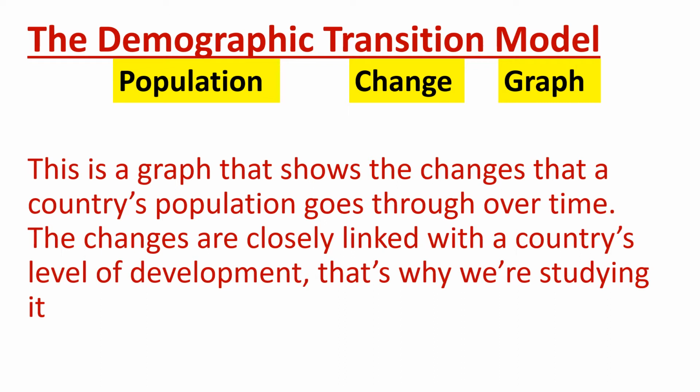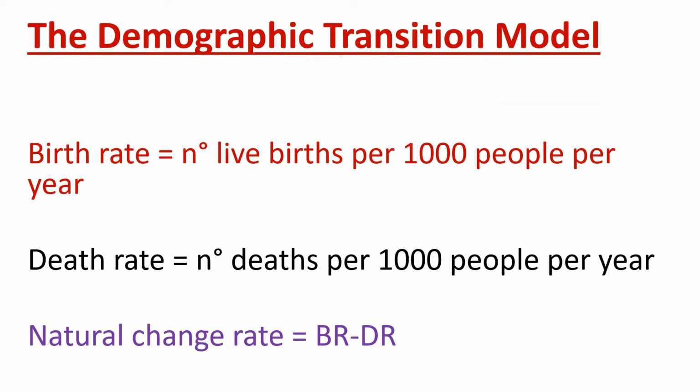So this is a graph that shows the changes that a country's population goes through over time. The changes are closely linked with a country's level of development. That's why we're studying it. We're looking to see whether there is a link between these 2 things and how good the link is. There are 3 key terms that you need to make sure you know. Write them down if you don't.